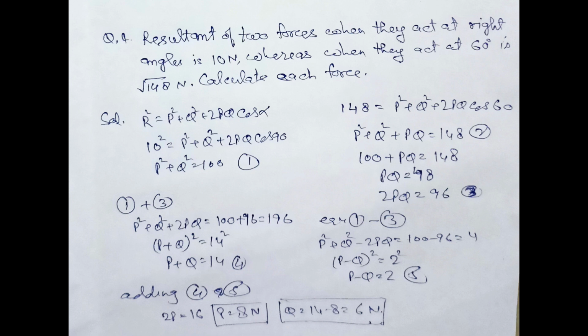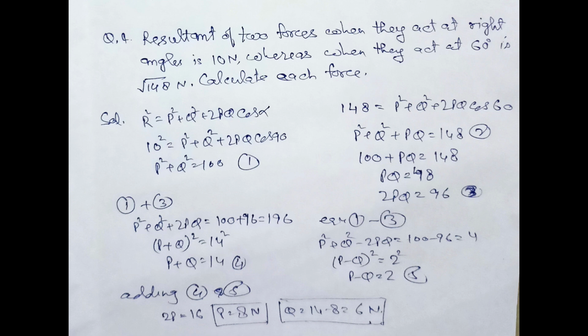The resultant of two forces when they act at right angles is 10 Newton, whereas when they act at 60 degrees it is root 148 Newton. Calculate each force. In this case also we are given two cases or two conditions. So we will apply R square equal to P square plus Q square plus 2PQ cos alpha. For case 1, 10 square equal to P square plus Q square plus 2PQ cos 90, or we can say P square plus Q square equal to 100. This is equation number 1. Similarly for case 2, 148 equal to P square plus Q square plus 2PQ cos 60, or we will get P square plus Q square plus PQ equal to 148.